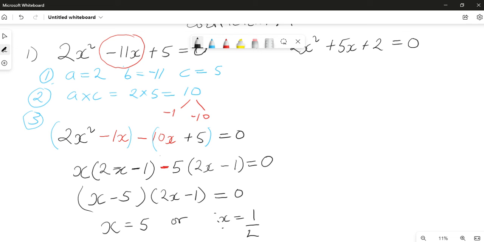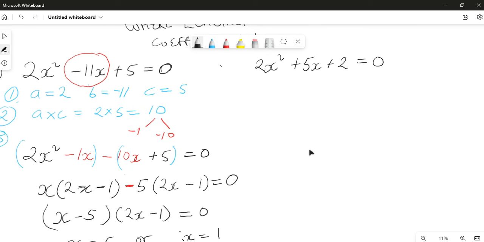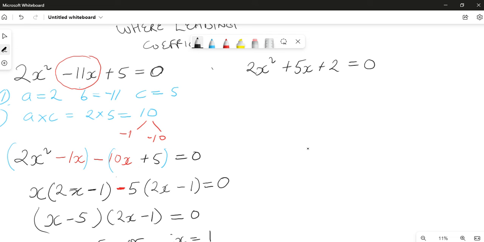All right, we go to our next question here. 2x squared plus 5x plus 2 equals 0. Again, we list our a, which is going to be 2. Our b, coefficient of x, is 5. Our c, the constant, is 2. Step 2, we're going to say a times c, that equals 2 times 2, that gives us 4.